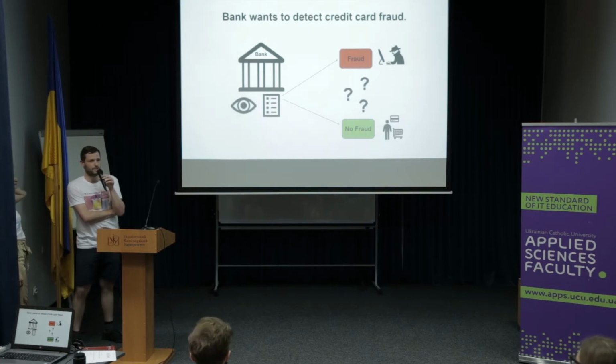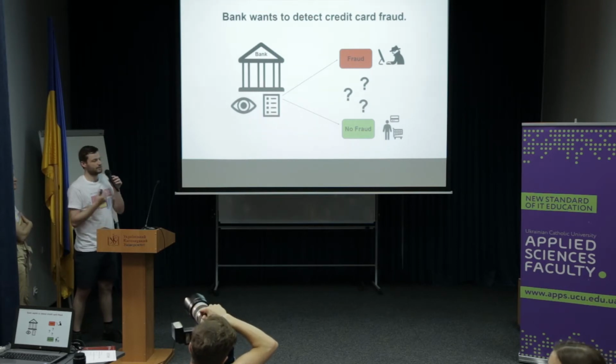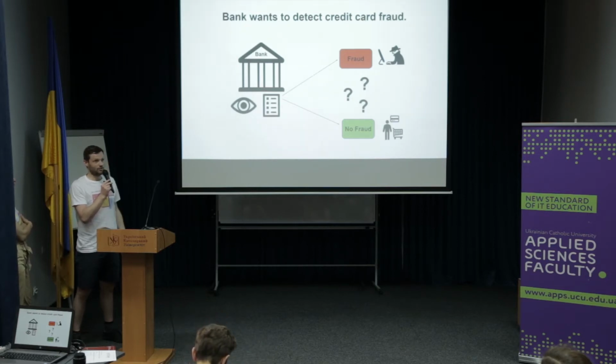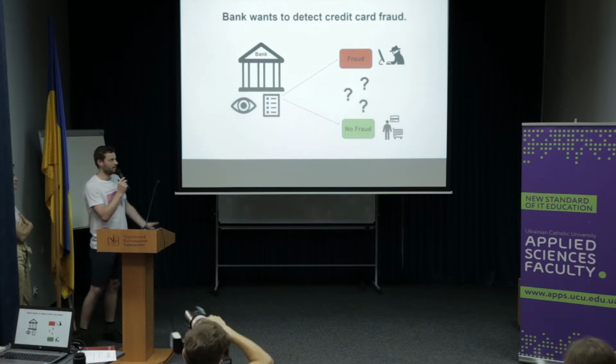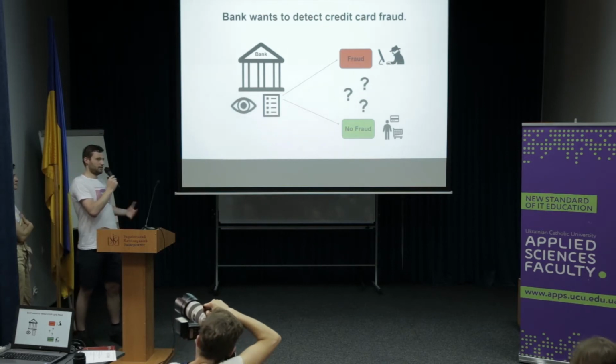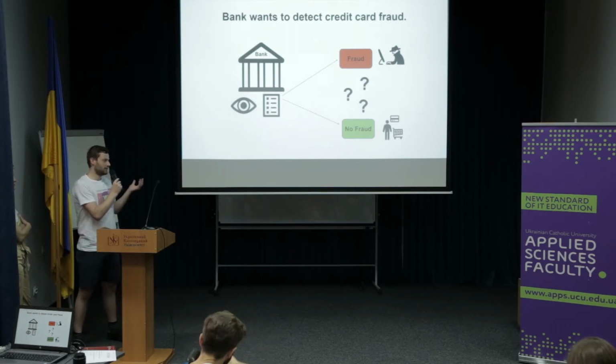Just imagine there's a bank observing credit card transactions, and they want to know if there is any fraud in these transactions, because fraud is bad, and customers maybe lose confidence in the bank, and in the end it's a loss for the bank because the bank needs to compensate the customers. So it's basically a classification problem. We just want to detect if there are any malicious transactions.